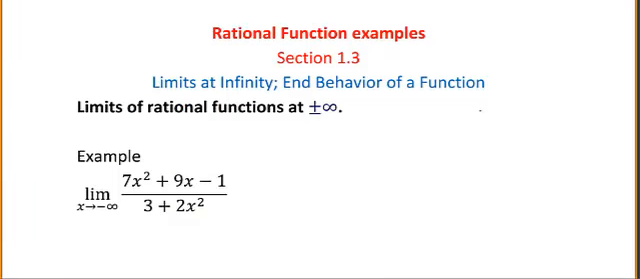Let's take a look at this one. You can guess what we'd multiply by here. This is the limit as x approaches negative infinity of 7x squared plus 9x minus 1 over 3 plus 2x squared. Look at the highest power of x in the denominator, and we'll multiply the numerator and denominator by 1 over x squared.